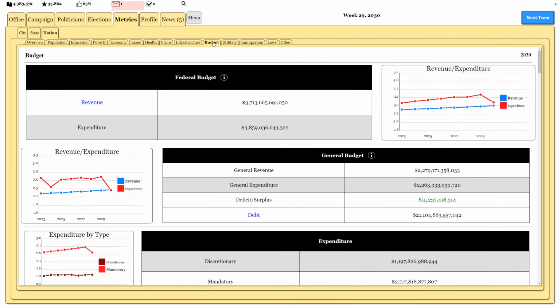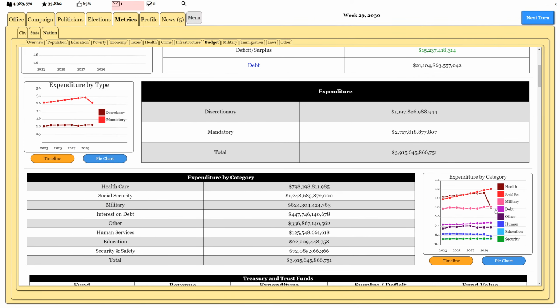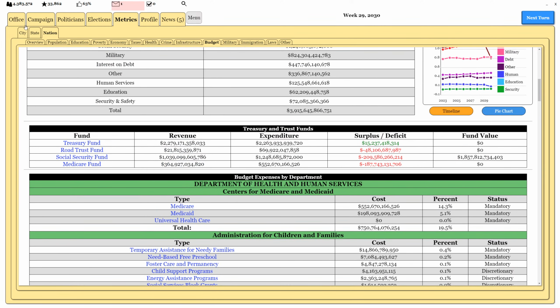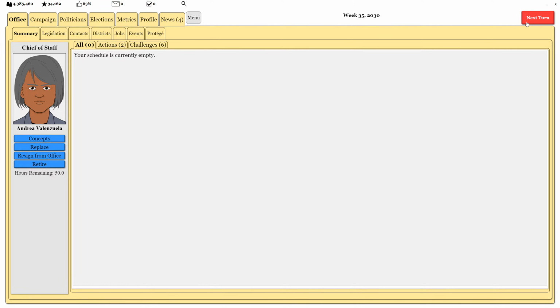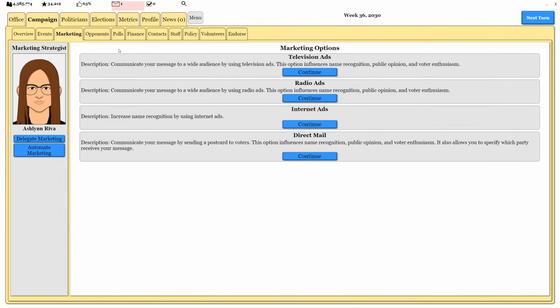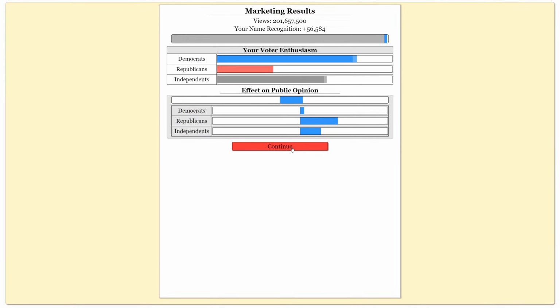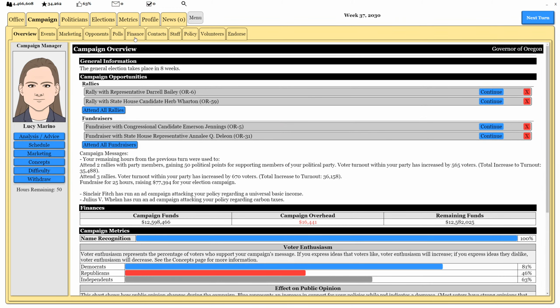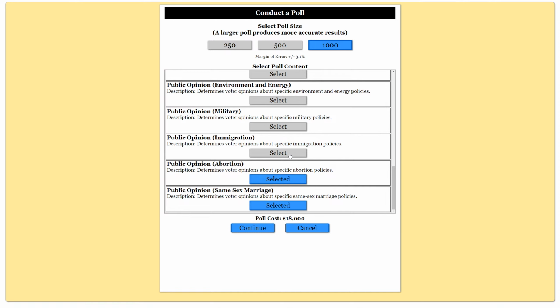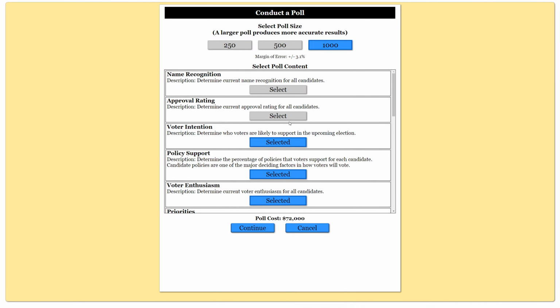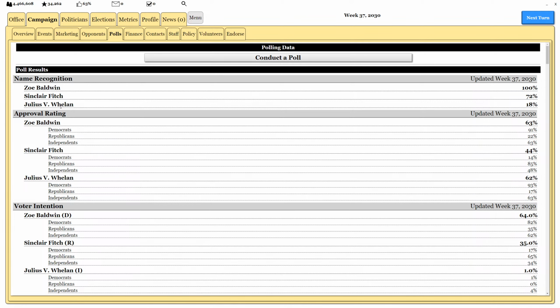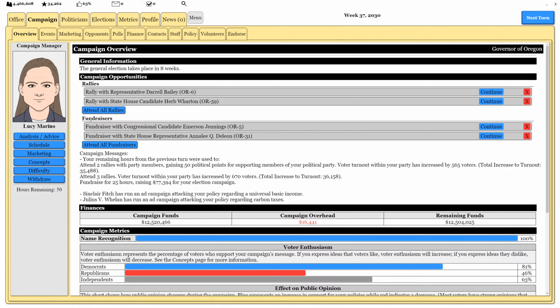What is the U.S. federal deficit? We have a $15 billion surplus right now. Expenditures really got cut. Oh, that's because of the Medicare, Medicaid. Jesus Christ. Oh, man. $64 to $35, absolute landslide soon.